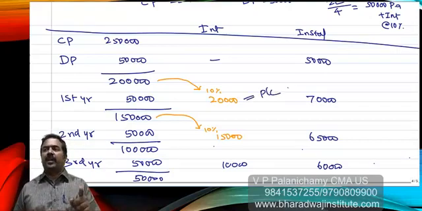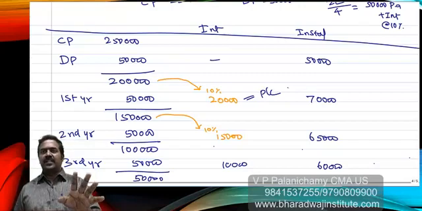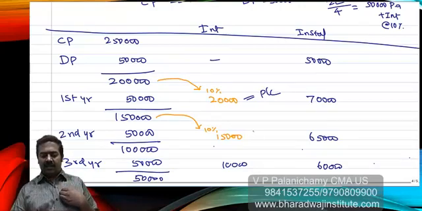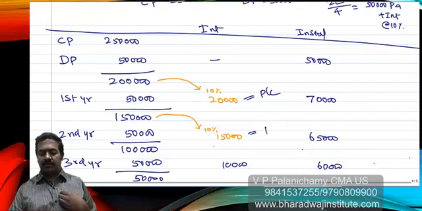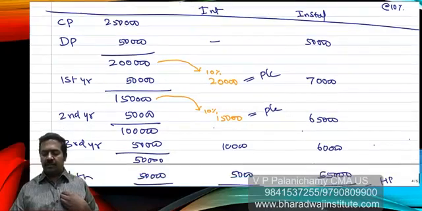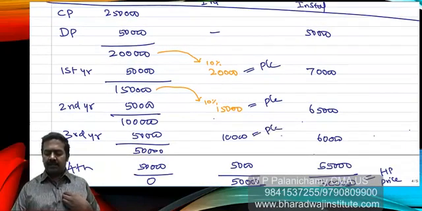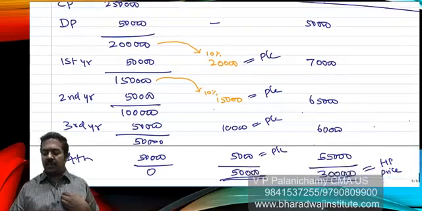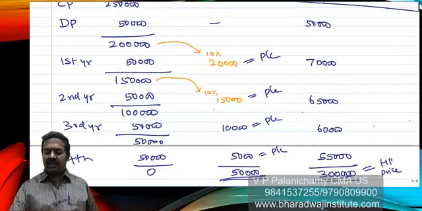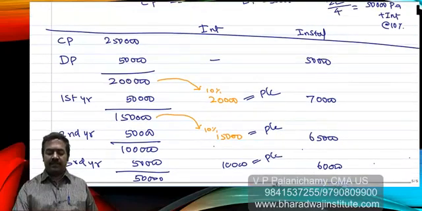First year, what is the interest you are paying? 20,000. For you, it is an expense. For the receiver, it is going to be an income. Second year, what is the interest accrued? 15,000. I will transfer this to P&L account. Third year, 10,000. Fourth year, how much? 5,000. These interests will be charged to which account? P&L account.